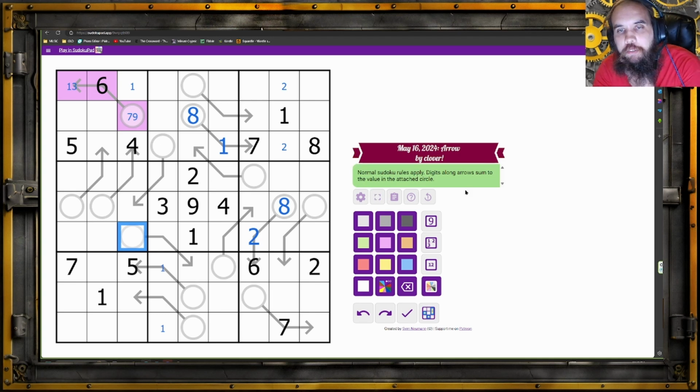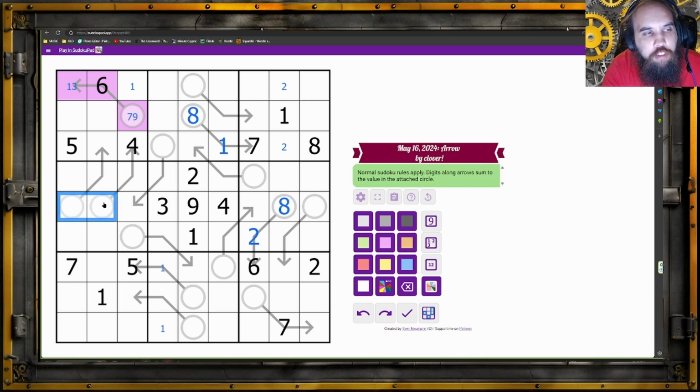Unless it had a specific rule that said it couldn't be, which is not the case. So these two can't be a 2, so this one has to be the 2.